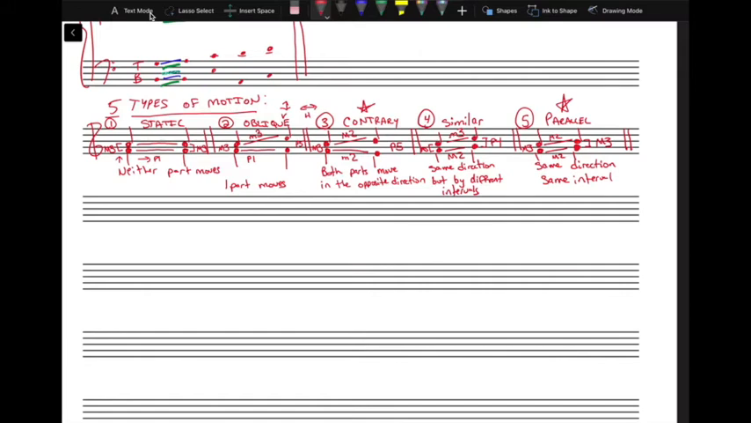Parallel motion is cool, but there are some not acceptable types of parallel motion. So we're going to dig into the objectionable types of motion we're going to deal with. So we're going to call this next section objectionable motion.